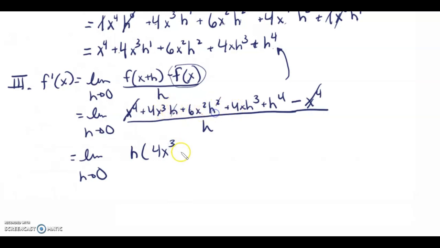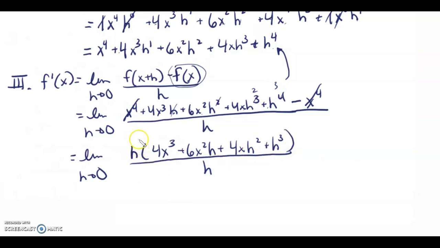We have 6x squared h, and that one goes down to 2, 4x h squared, and that one goes down to 3, x h cubed. Okay, all over h. We can go ahead and cancel out the h's. And then when we substitute h equals 0, this term goes away, this term goes away, and this term goes away, because all of those terms would then be multiplied by 0, and we get that f prime at x equals 4x cubed.